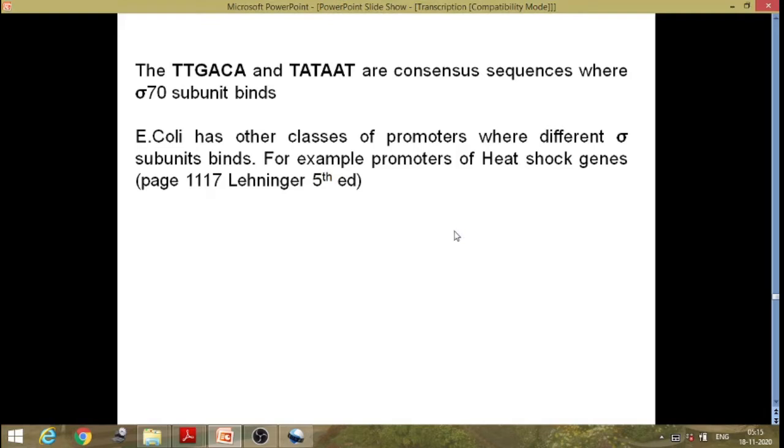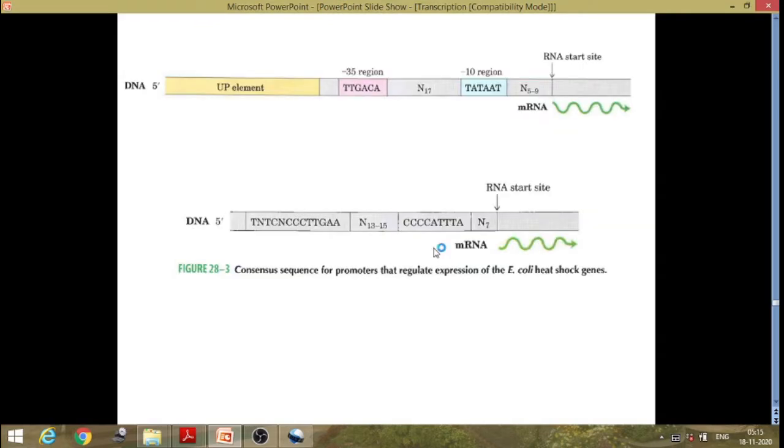So, these are the two promoters. This is a promoter for genes to which sigma 70 subunit binds, and this is a promoter for the heat shock gene of E. coli. So you can see the difference. The consensus sequences in both are different. So as like that, there are different kinds of genes in E. coli which bind to different sigma subunits. So they have different consensus sequences.